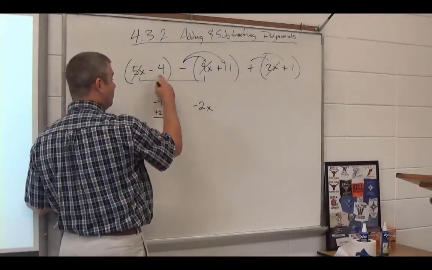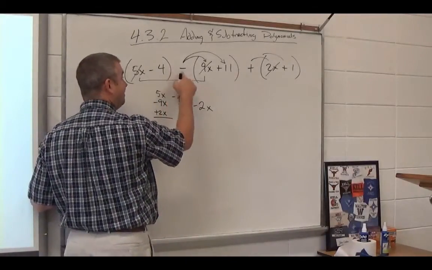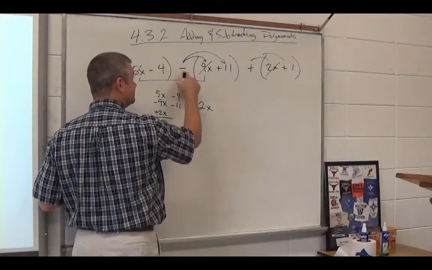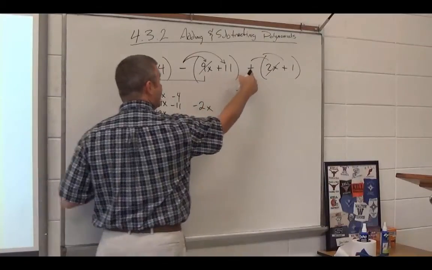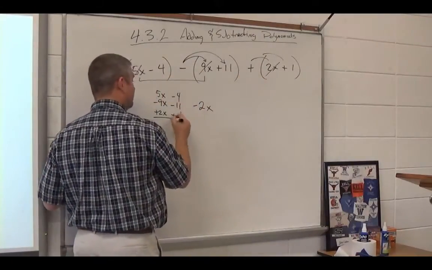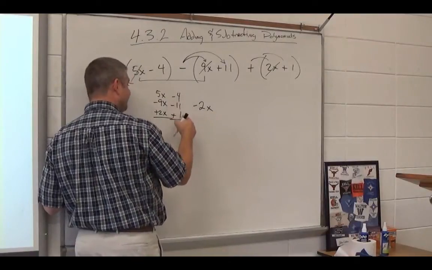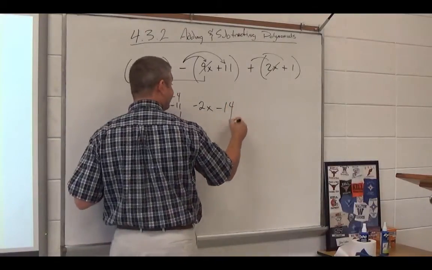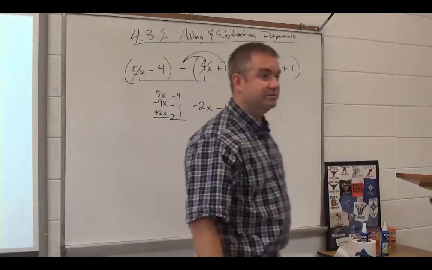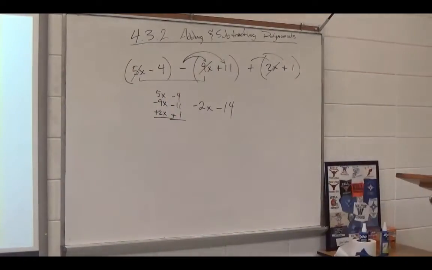What is -4 minus 11, distribute your negative, and then plus 1? -14. How much is that going to be? That's -15 plus 1 is -14. Perfect. Exactly right. Questions? Any questions?